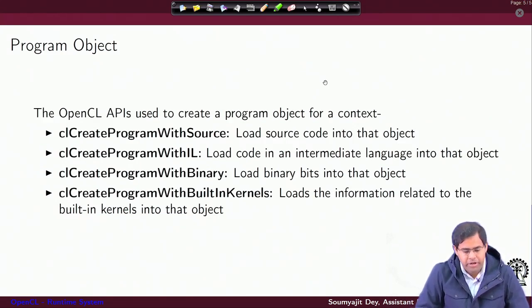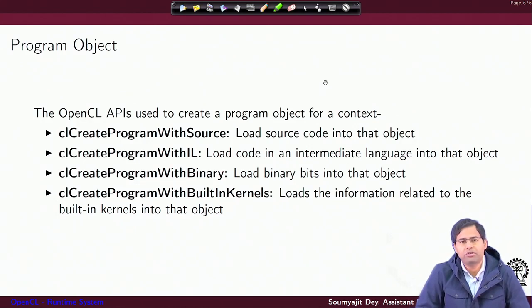Now, for creating such a program object for a specific context, there are some functions which need to be supported by the OpenCL API, and they are essentially this: CL create program with source. The function of this would be that it loads the source code into that object. You have defined that object and you are loading the source code there. CL create program with IL loads the code in an intermediate language into that object. Again, we are not going into the details of this right now. The next thing is CL create program with binary. You load the binary bits into the object.